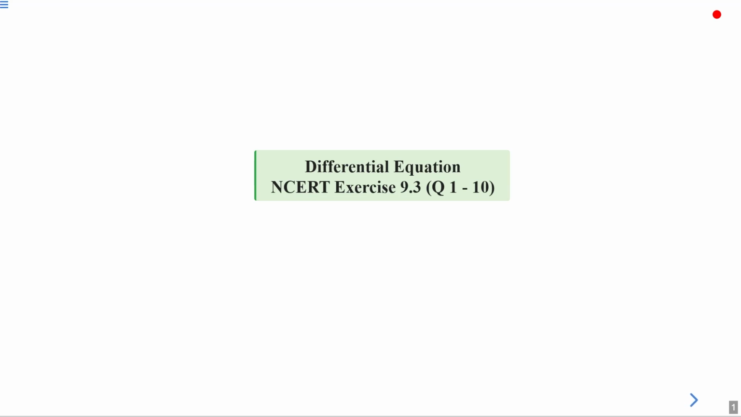So today we will solve exercise 9.3 from question 1 to 10 of differential equation.